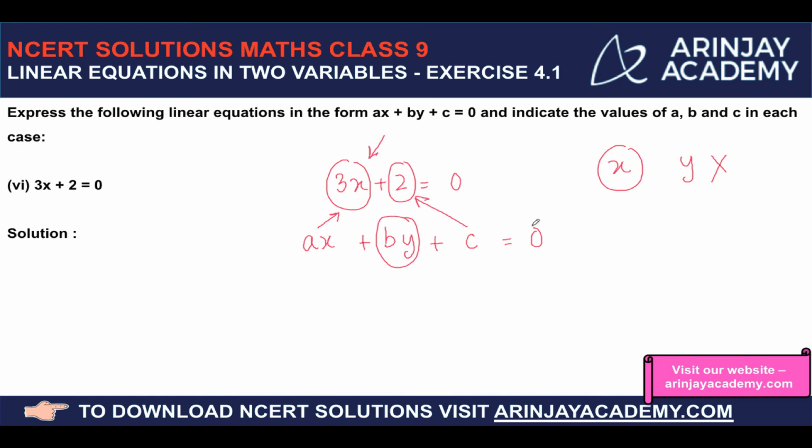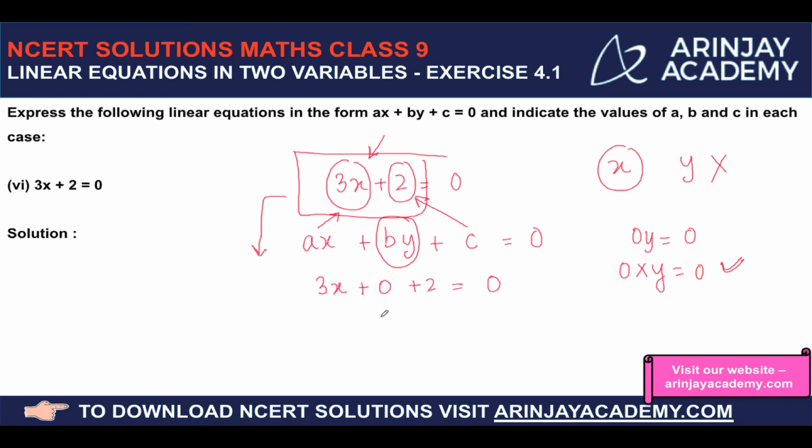Now tell me something. Can I write 0y is equal to 0? Or in other words, 0 into y is equal to 0. You will agree that is possible. And if that is possible, why can't I add this here? So if I just add 0 to both sides of the equation, this can look like 3x plus 0 plus 2 is equal to 0. But I can remove this 0 and I can write this again as 3x plus 0 into y plus 2 is equal to 0.